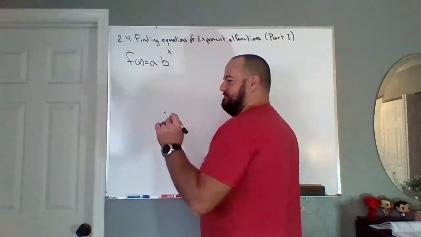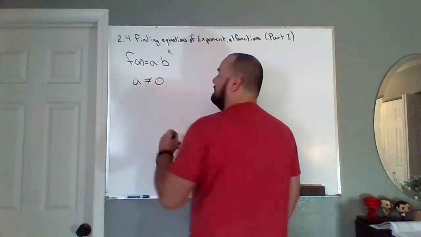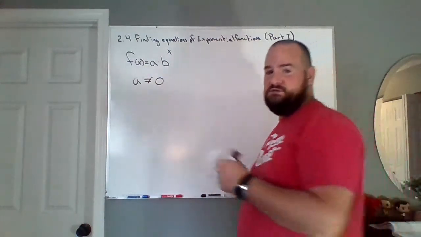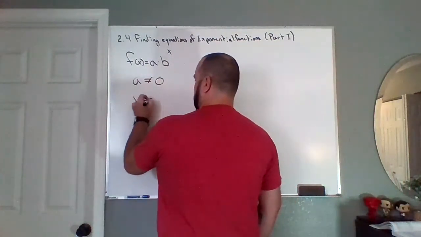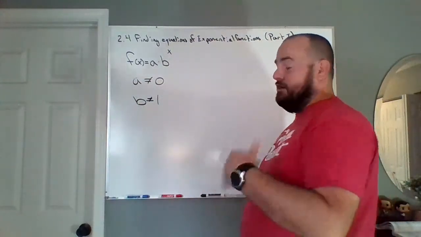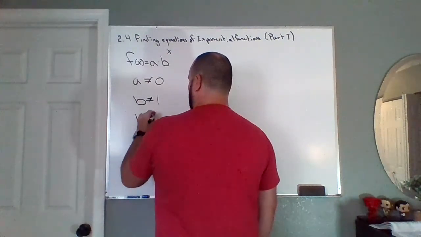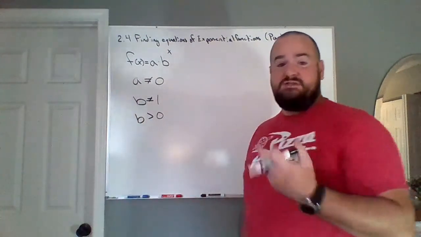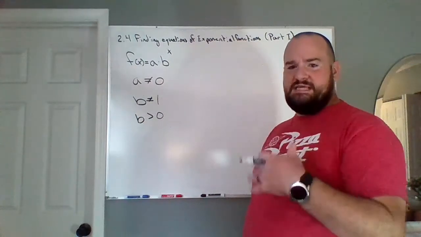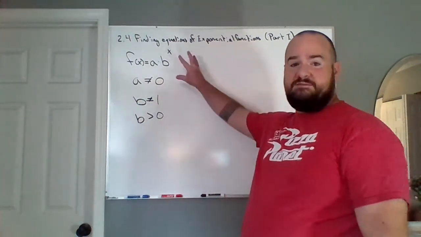Welcome back. Good job pausing. First restriction was that a could not be 0. If a was 0, we have a constant function. Our next restriction was that b could not be 1. Again, we got a constant function. Our last restriction was a combination of things. It was that b had to be greater than 0. Because if b is equal to 0, we get a constant function. If b is negative, we get a weird wobbly thing. So, that's an exponential function.